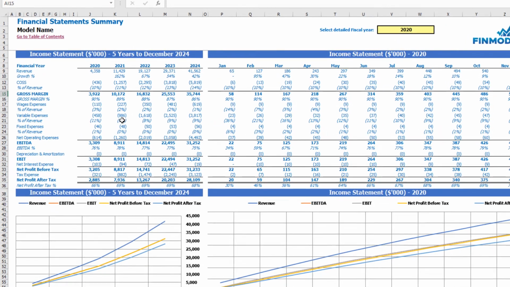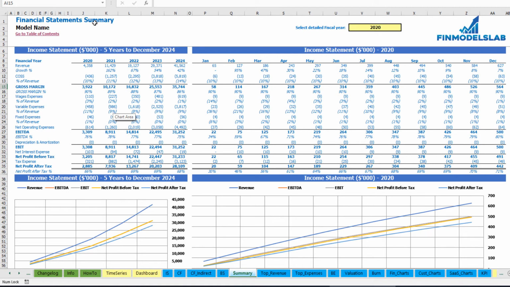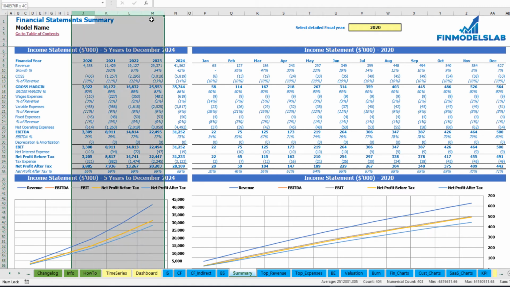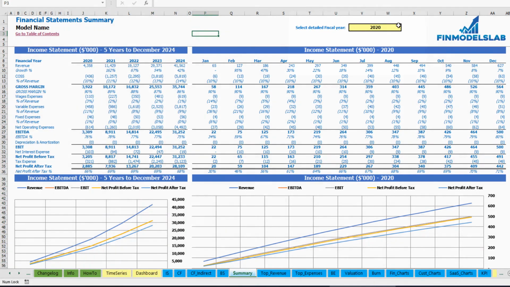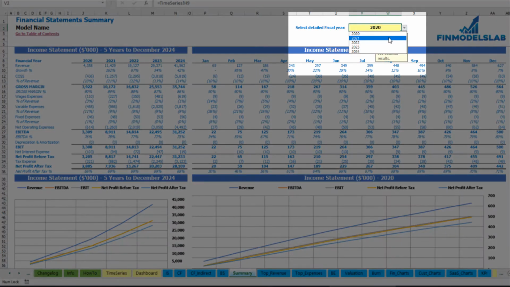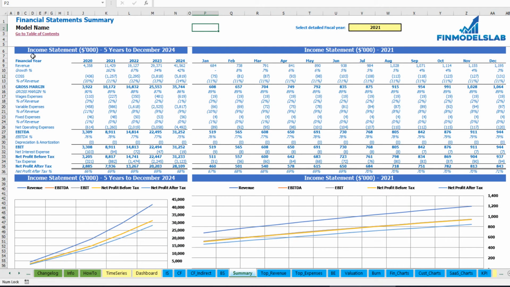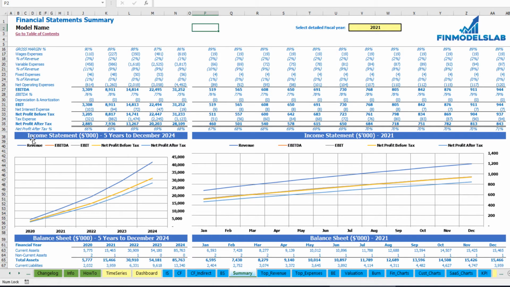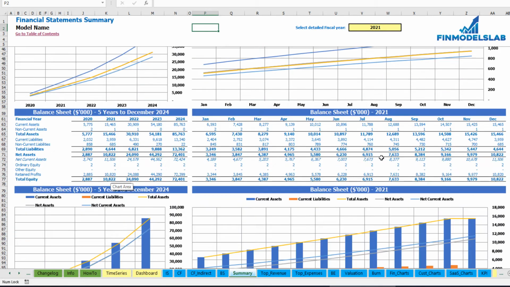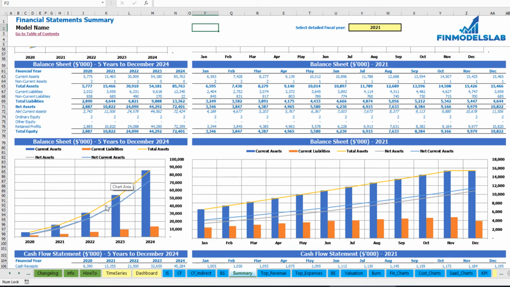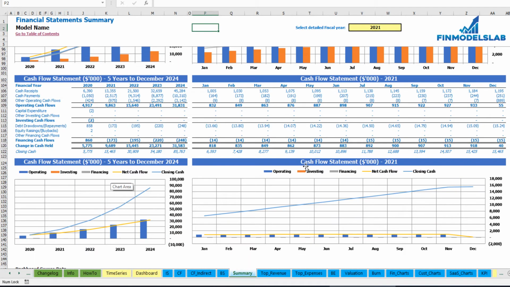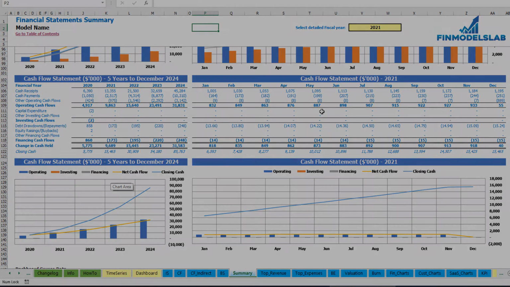The summary of these three statements you may see on the financial statement summary, which will show you the annual numbers for income statement, cash flow, and balance sheet. And using this selector, you may select a specific year to see this year by months. So on the top you have the main income statement line items and the charts, which will show you this information by years and by months. Then the balance sheet KPIs and charts, and the cash flow statement, charts, and the absolute values.